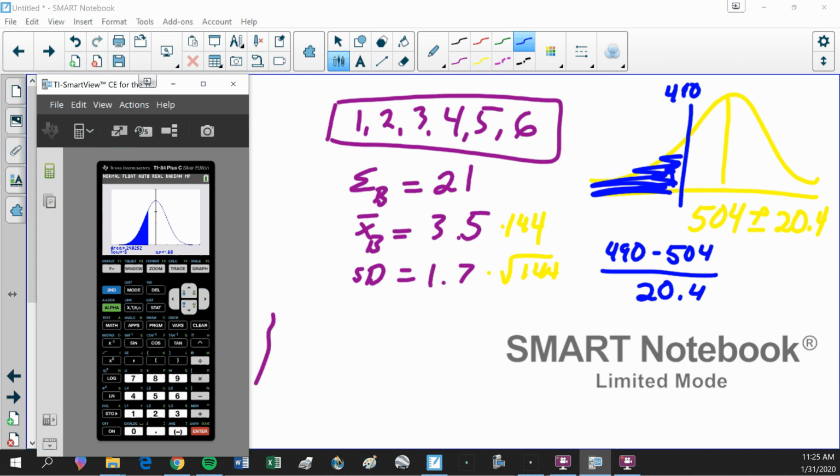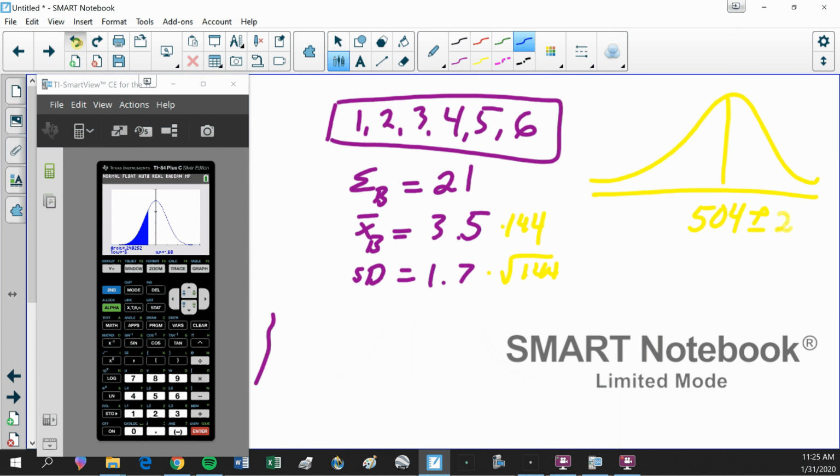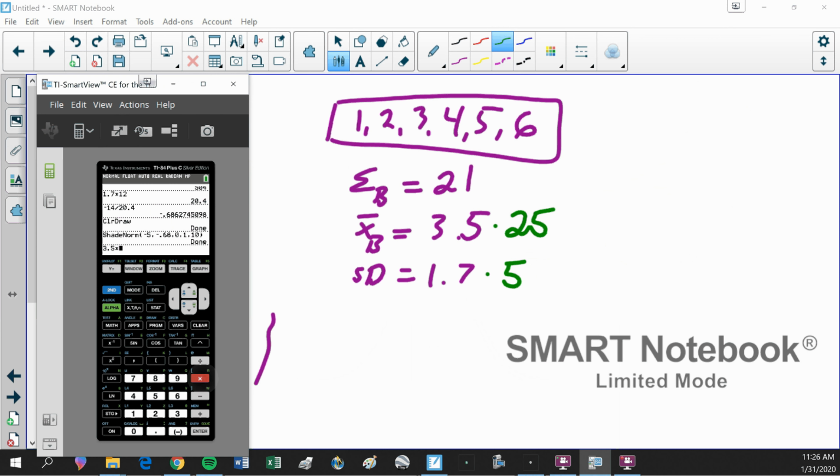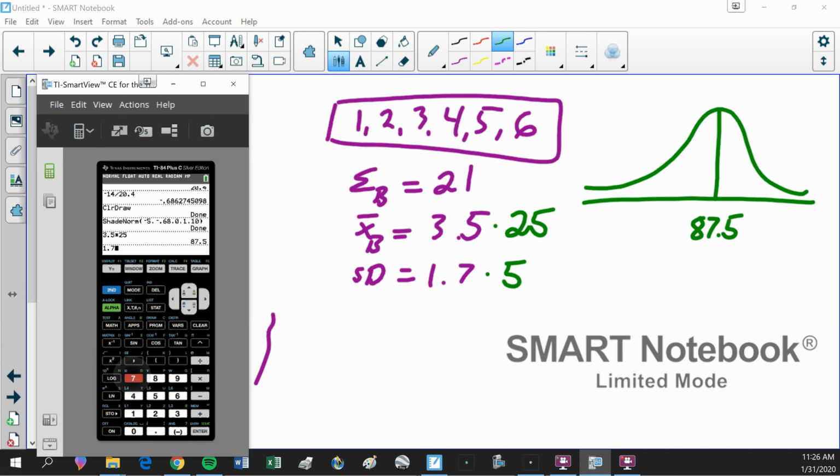All right. Number 6 says, calculate the expected value and standard error for 25 rolls. So I'm going to back up to here. Same average of the box, same standard deviation, but I'm going to times this by 25, and I times this by the square root of 25, which is 5. So 3.5 times 25 is 87.5. I draw a new normal curve. 87.5 goes in the middle, and 1.7 times 5 is plus or minus 8.5.